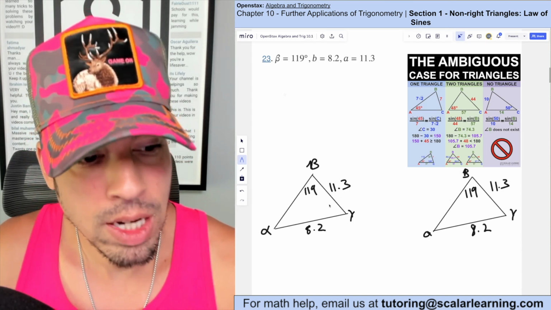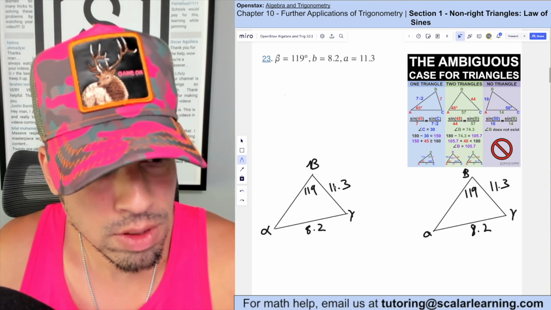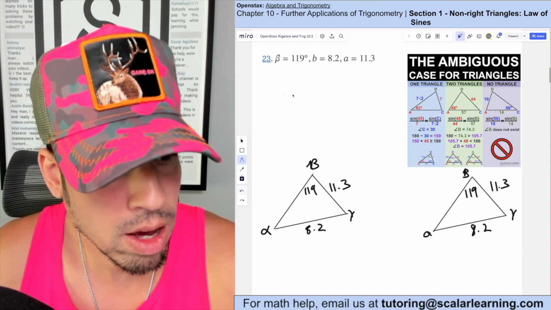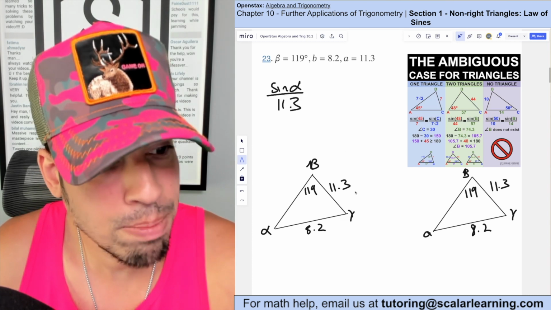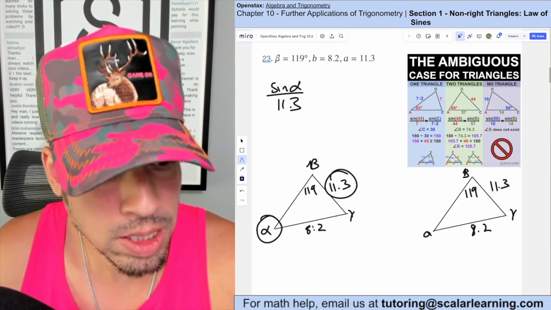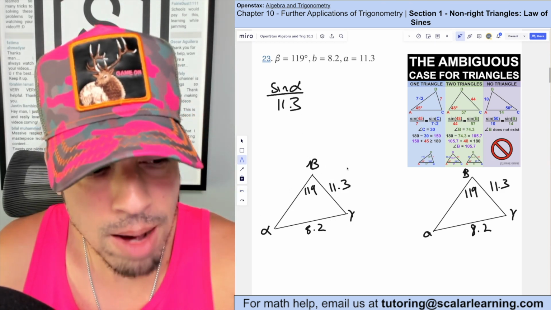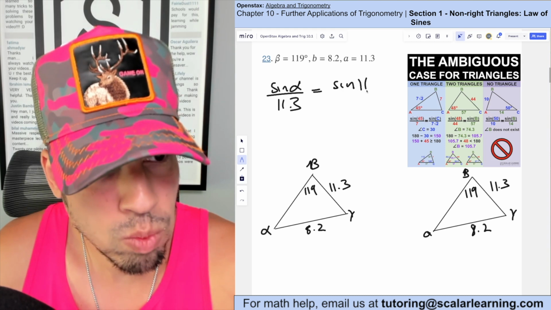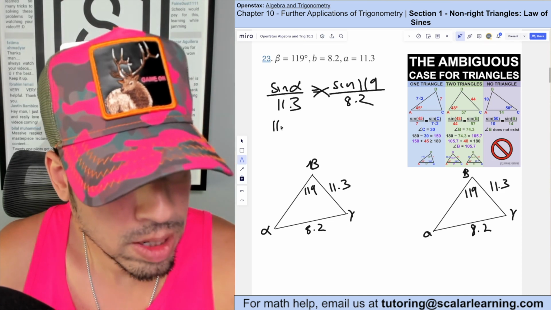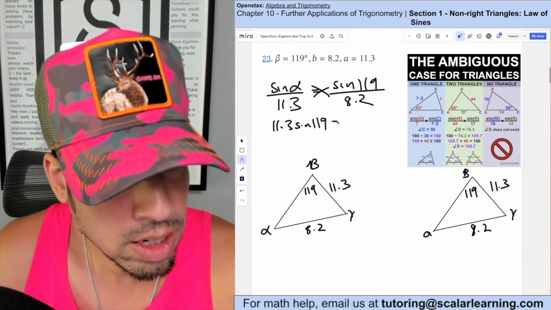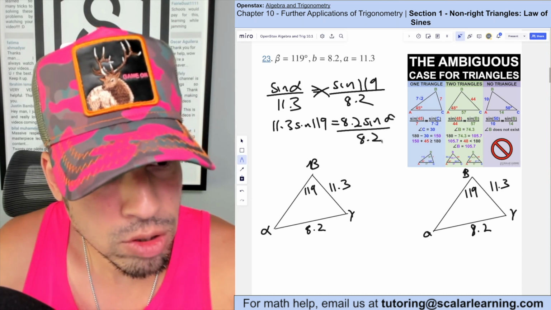So anyways, we got this set up. We got the side and angle, and let's start with law of sines to see if we can figure out this angle alpha. So we have sine of alpha over 11.3. I put A here because A is supposed to be opposite alpha, little b is supposed to be opposite beta, etc. So we have sine of alpha over the opposite side equals sine of 119 over that opposite side as well. Now we cross multiply. We got 11.3 sine of 119 equal to 8.2 sine of alpha. Then we divide by 8.2 on both sides.